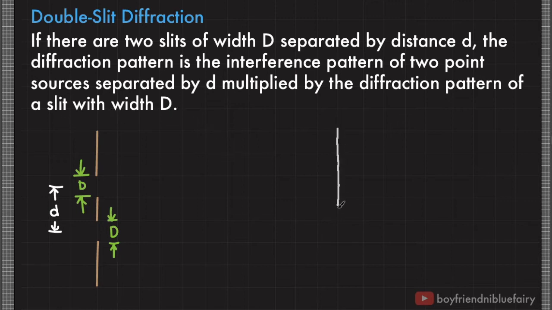So for example, this is the screen. If we have two slits, remember that when we discuss interference, the slit is almost like a point. We have this kind of slit with a very small slit width, not actually equal to d, but it's almost like a point. Then their interference pattern looks like this.